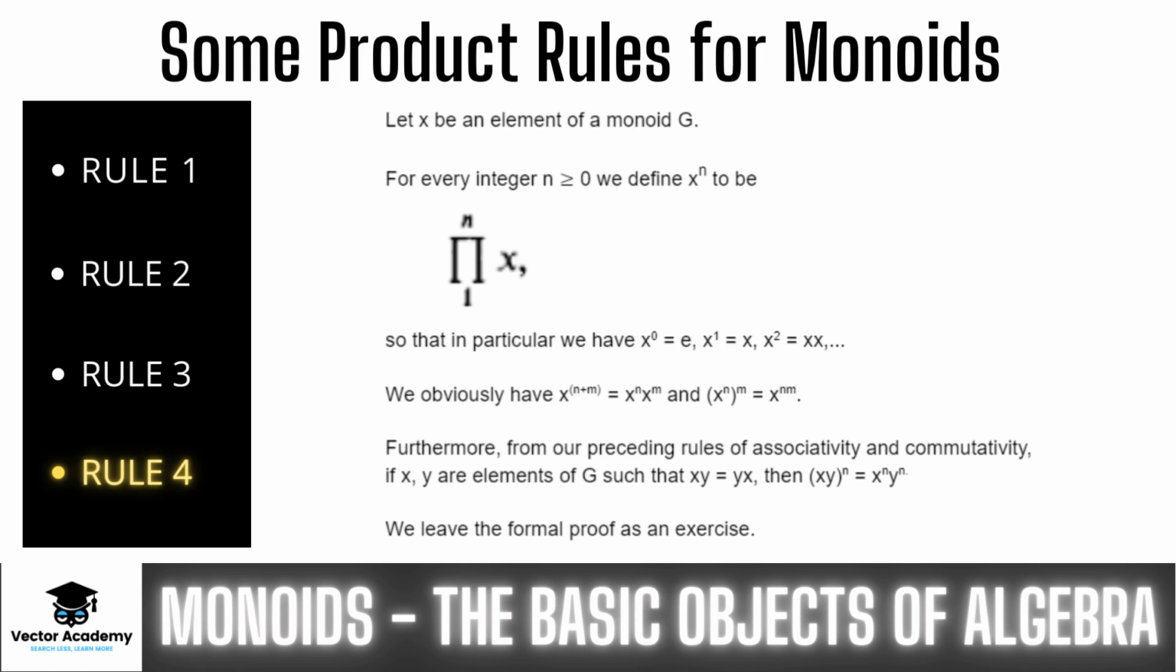Let x be an element of a monoid G. For every integer n greater than or equal to 0 we define x to the power n to be the product of n copies of x, so that in particular we have x^0 equals A, x^1 equals x, x^2 equals x squared, and so on. We obviously have x^(n+m) equals x^n times x^m, and (x^n)^m equals x^(nm). Furthermore, from our preceding rules of associativity and commutativity, if x, y are elements of G such that xy equals yx, then (xy)^n equals x^n times y^n. We leave the formal proof as an exercise.